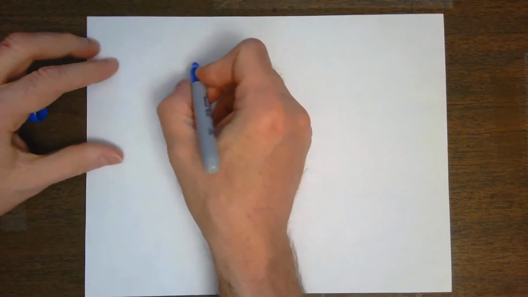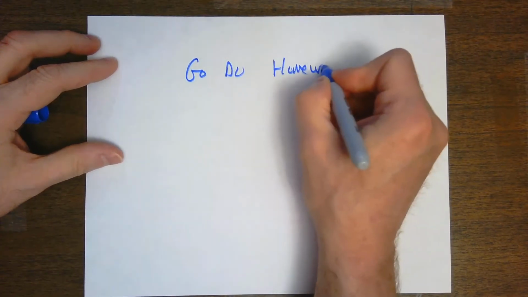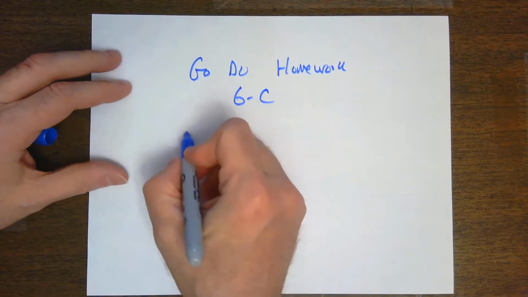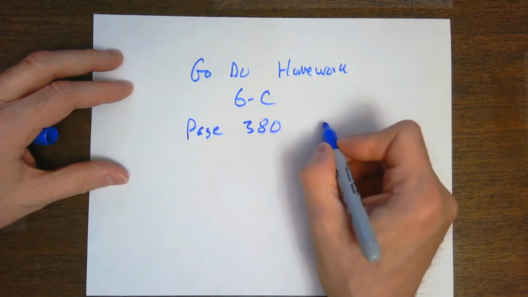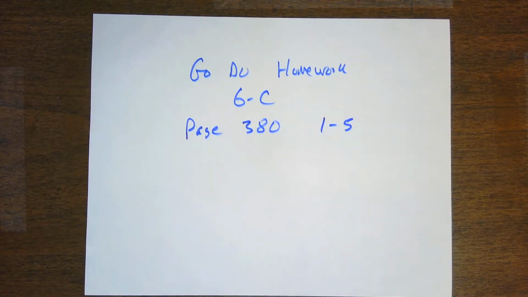All right, you are ready. So now I want you to go do homework 6C. It's on page 380, and I want you to do problems 1 through 5. And as I said, problems 1 and 3 are converting from degrees to radians, 2 and 4 from radians to degrees, and 5 is messing around with an isosceles triangle.